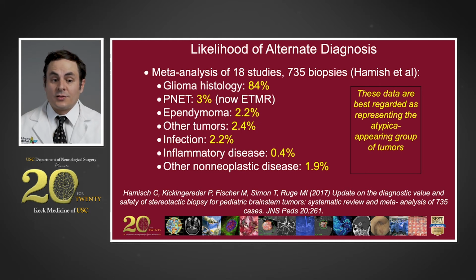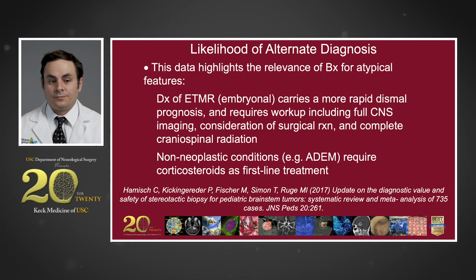a primitive neuroectodermal tumor, now ETMR, ependymoma, other tumors, infection, inflammatory disease, and other neoplastic disease were present in a fairly significant percentage of cases. And remember that these data are best regarded as representing the atypical appearing group of tumors. The data highlights the relevance of biopsy for atypical features.